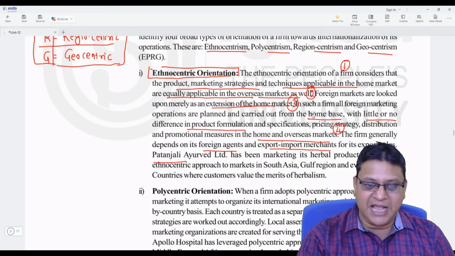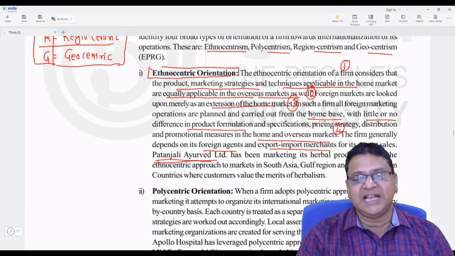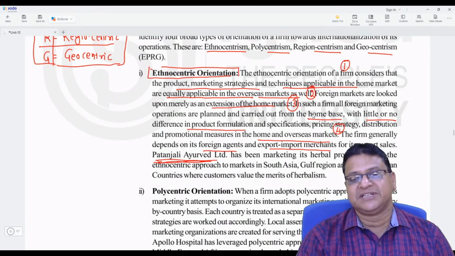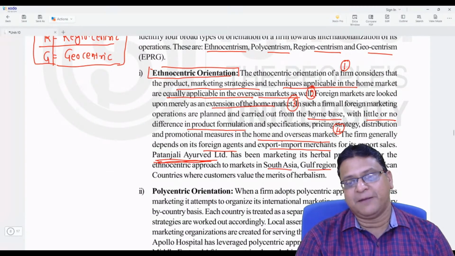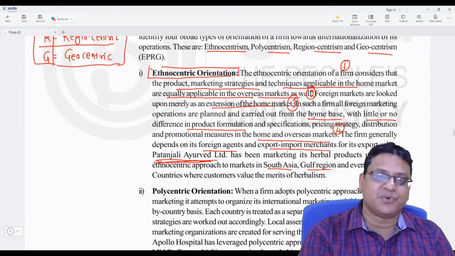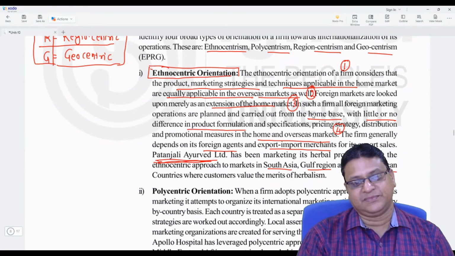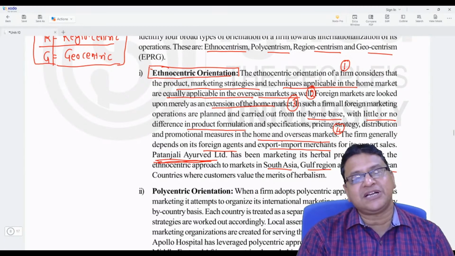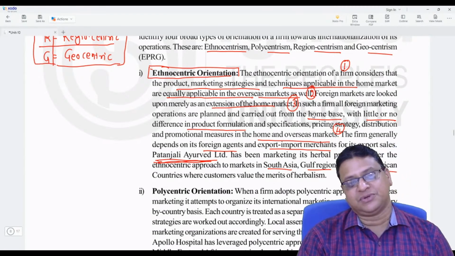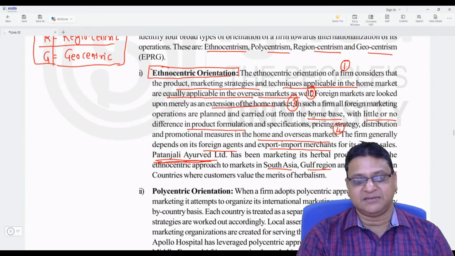Example, Patanjali Ayurved Limited. It sells its Ayurvedic products in different countries in South Asia, Gulf, African countries with the help of the ethnocentric approach. So ethnocentric approach means applying the same domestic approach to international business. That is known as ethnocentric approach or ethnocentric orientation.